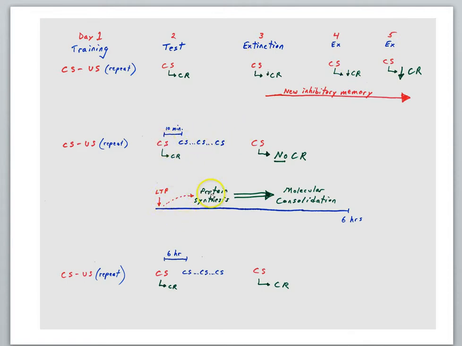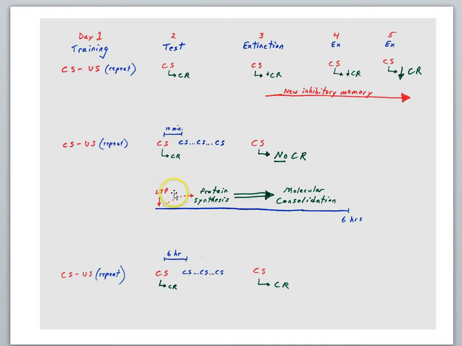And this is within the window of molecular consolidation, right, which is about 6 hours for late phase LTP. So you are doing this extinction at the time when that memory has to be reconsolidated. And sure enough, if you come back and give them the yellow square alone, what happens? No conditioned response. It's as if this extinction procedure has erased the original association. So notice, it's not the creation of a new inhibitory memory. You are altering the original memory.